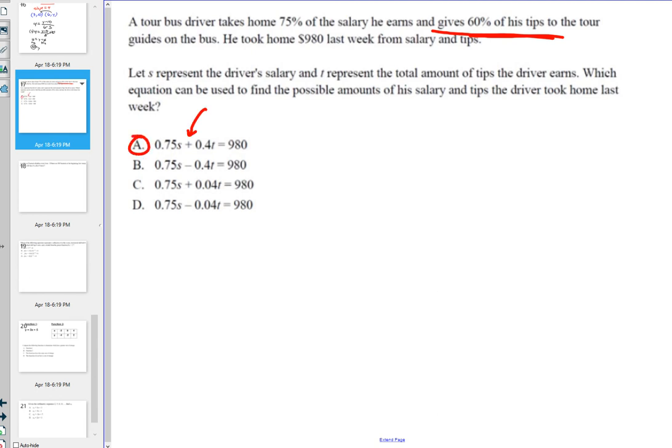This one you would have been helped by the fact it was multiple choice. The only way you're really going to mess this one up is if you don't know that 40% is 0.4 and you do it like 0.04.